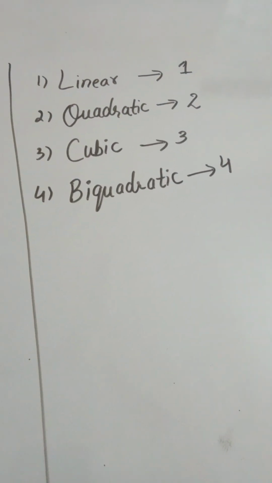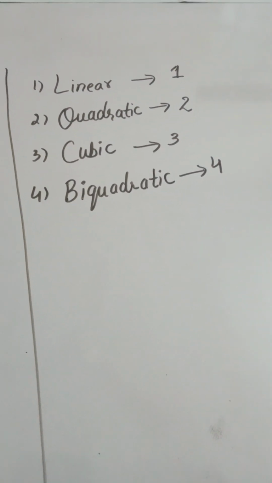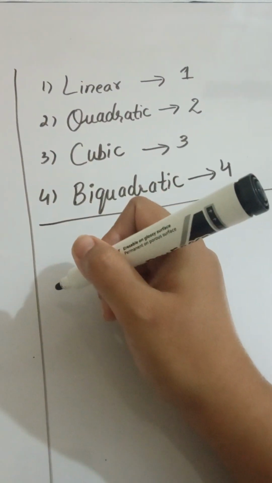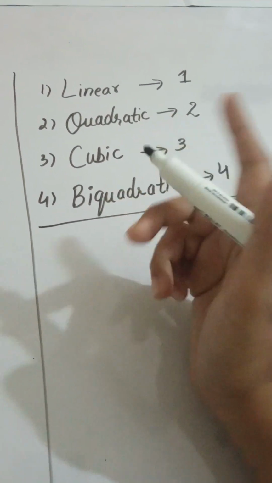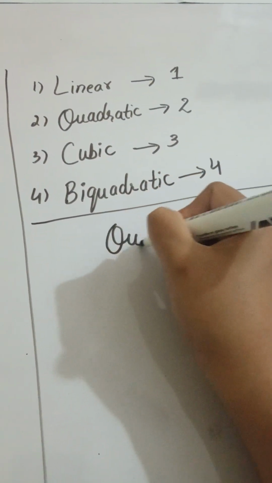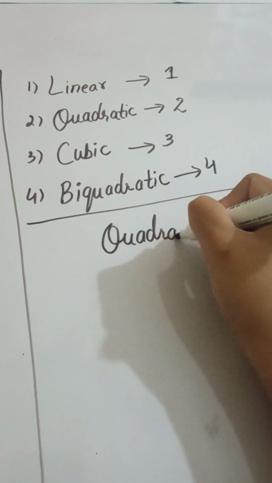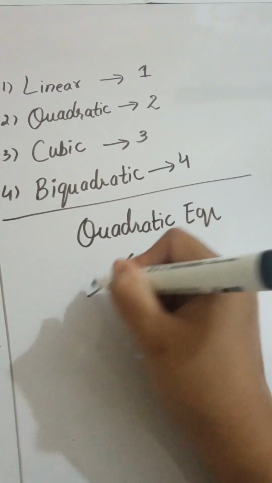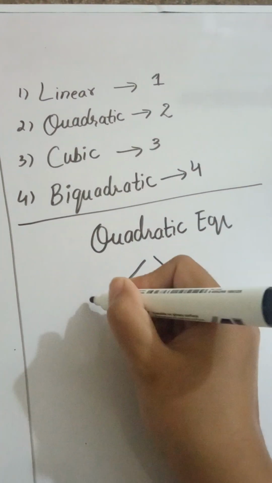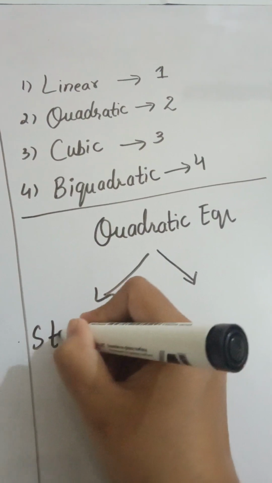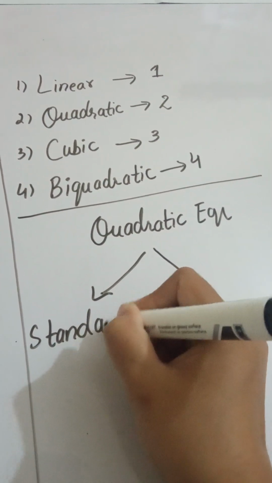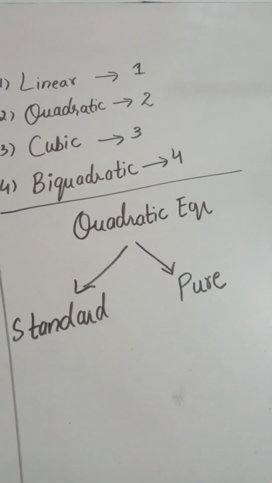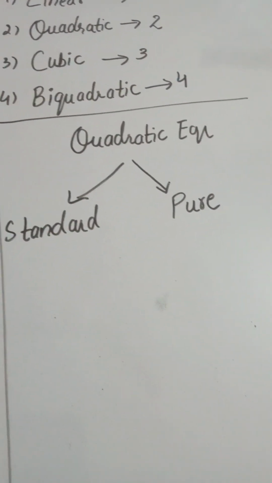Okay, this is the basic concept about equation and the types of equations. Now in this video we will discuss the quadratic equation. So we have two types of quadratic equations. It's also further divided. Quadratic equation, we have two types. One is standard quadratic equation, and one is pure quadratic equation. Okay, so what is the difference between these two types?